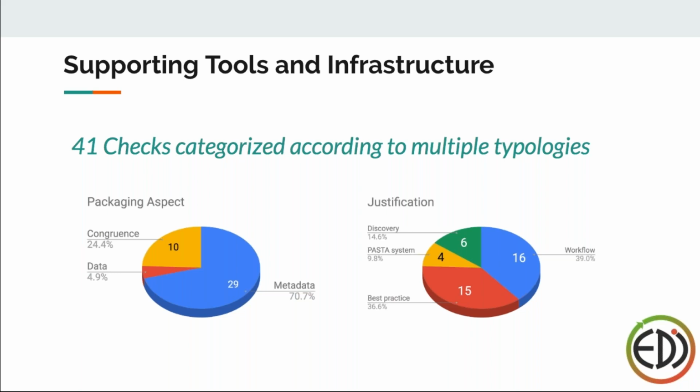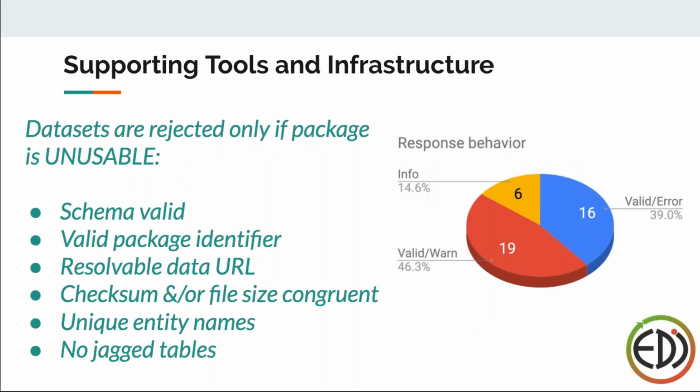And so we came up with 4 policies here that we use for justification, whether a check was important for workflow, for discoverability, whether it was recommended in the narrative best practices, or was required by the PASTA system. And there is overlap between these. These are mutually exclusive and exhaustive categories, we hope. And then here's one more.